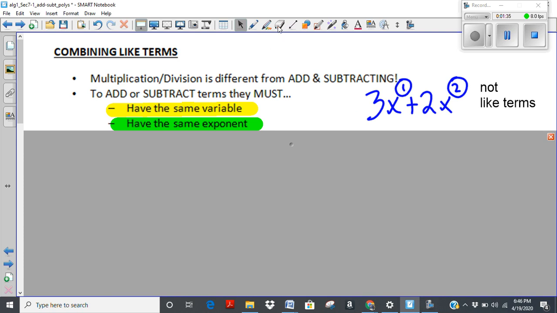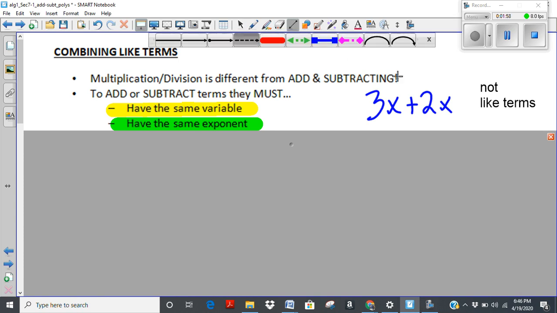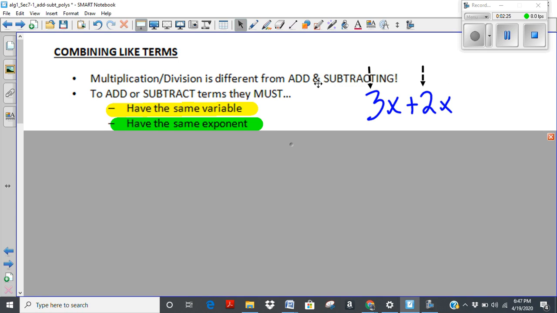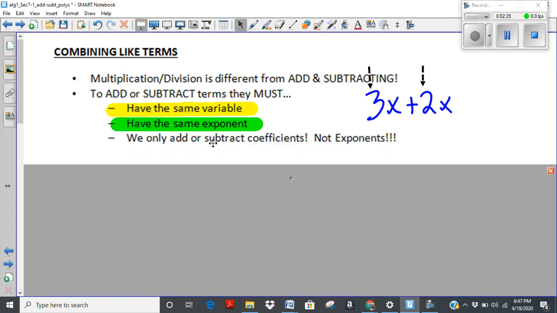Now if I were to take my little eraser and go like that, and like that, now they are like terms. 3x plus 2x. What would you have? You'd have 5x. We don't add the exponents together. We don't add the x's together. It's the coefficients out in front. I'm going to add the 3 to the 2. It's like if somebody gave you 2 Oreos and then a friend gave you 3 more Oreos. You don't have Oreo squared, you just have Oreos. You got a total of 5 Oreos. So that's pretty much how it works. These are like terms. Only add or subtract the coefficients, not the exponents.